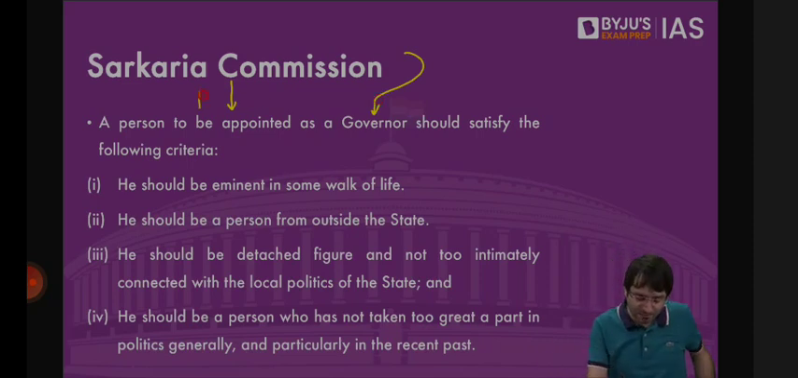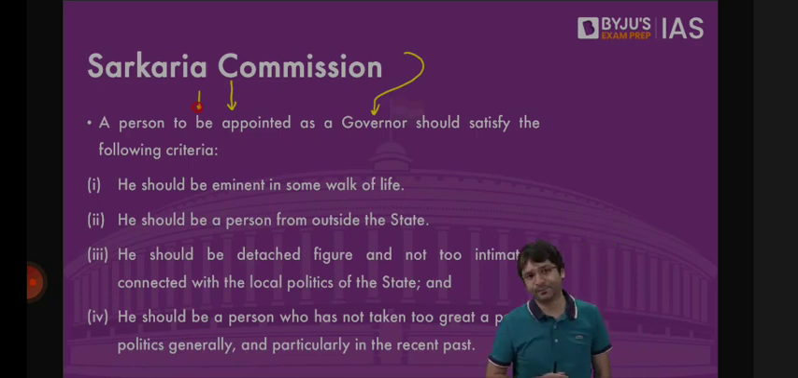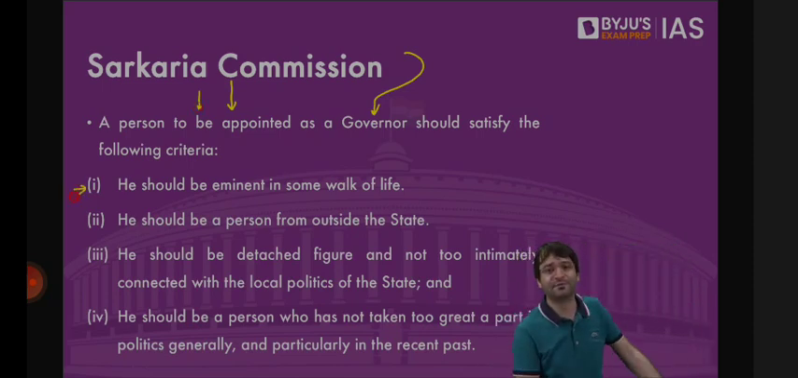A person to be appointed as a governor should satisfy the following criteria. Criteria number 1, he should be eminent in some walk of life. Who has been the best president India ever had? Perhaps APJ Abdul Kalam. Why? He was not a politician. He was eminent in some walk of life. An eminent scientist, creator. Despite no background in politics, he became the most popular Indian president ever.